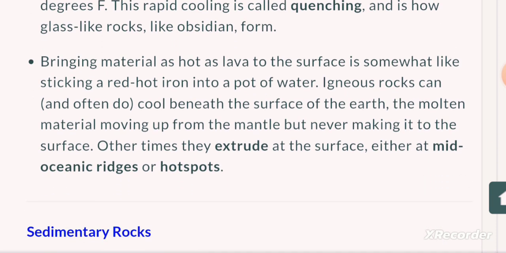Bringing material as hot lava to the surface is somewhat like sticking a red hot iron into a pot of water. Igneous rock can also cool beneath the surface of the earth, the molten material moving up from the mantle but never making it to the surface. Other times it extrudes at the surface, either at the mid-oceanic ridges or the hotspots.